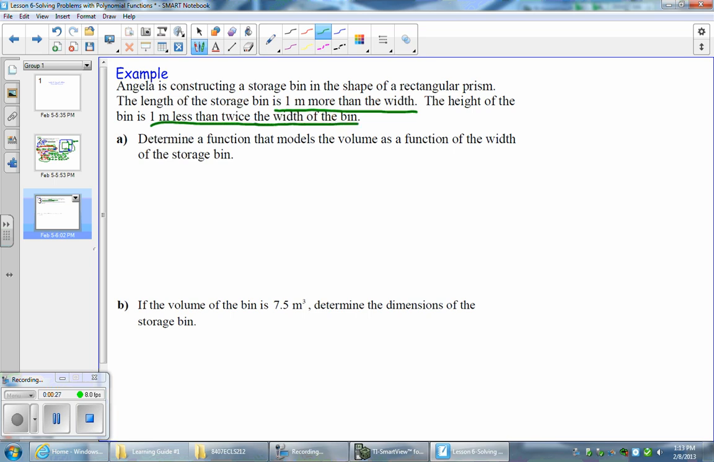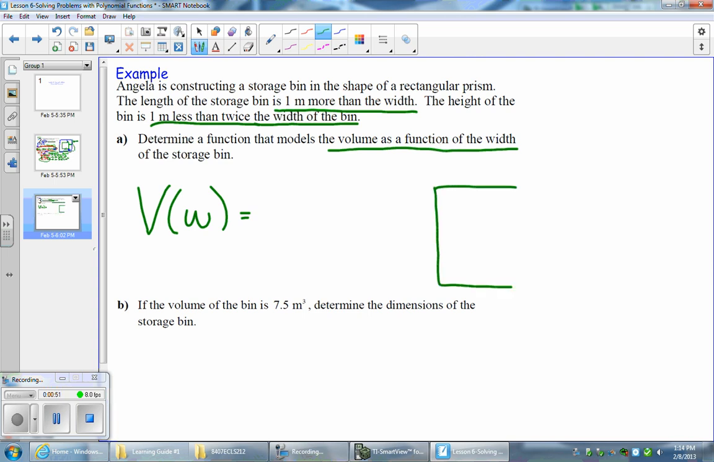So there's quite a bit of information here about our prism. There are two parts to my question here. The first part wants you to find a function that models the volume as a function of the width. So we want a volume function in terms of the width. To find out what's happening with my other dimensions here, try drawing a diagram. So we have a rectangular prism, just like that.